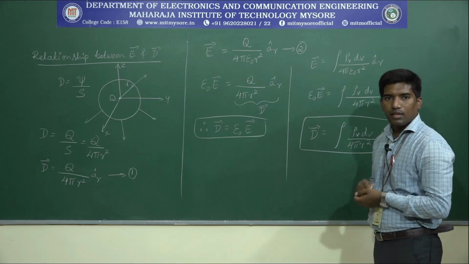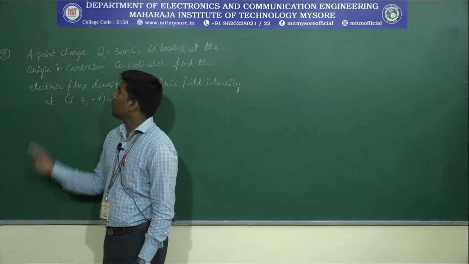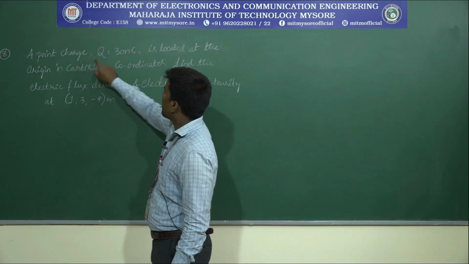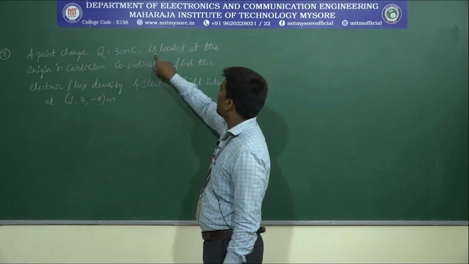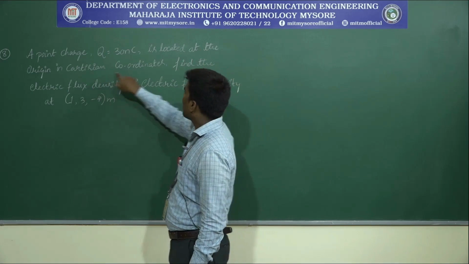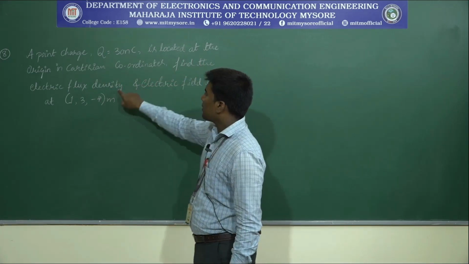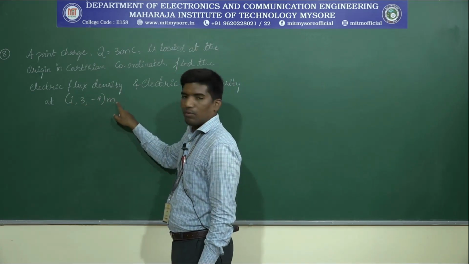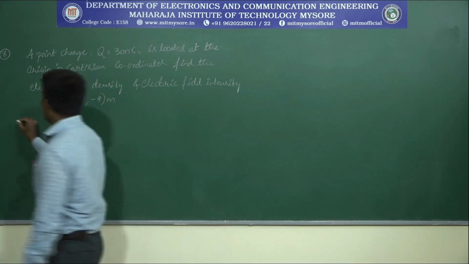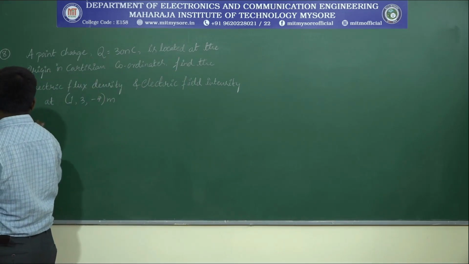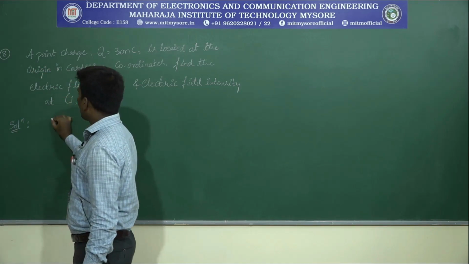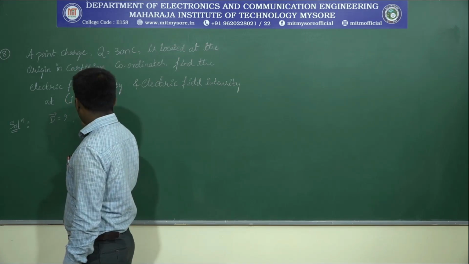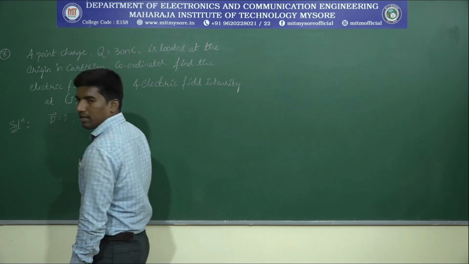Got it? Thank you. Let us solve a problem on electric flux density. Let me read the problem statement. A point charge Q of 30 nanocoulomb is located at the origin in Cartesian coordinates. Find the electric flux density and electric field intensity at point 1, 3, minus 4 meter. This is the problem statement given. So let us solve this problem. What are the things we need to identify? D, electric flux density, is to be calculated, and electric field intensity E is to be calculated.